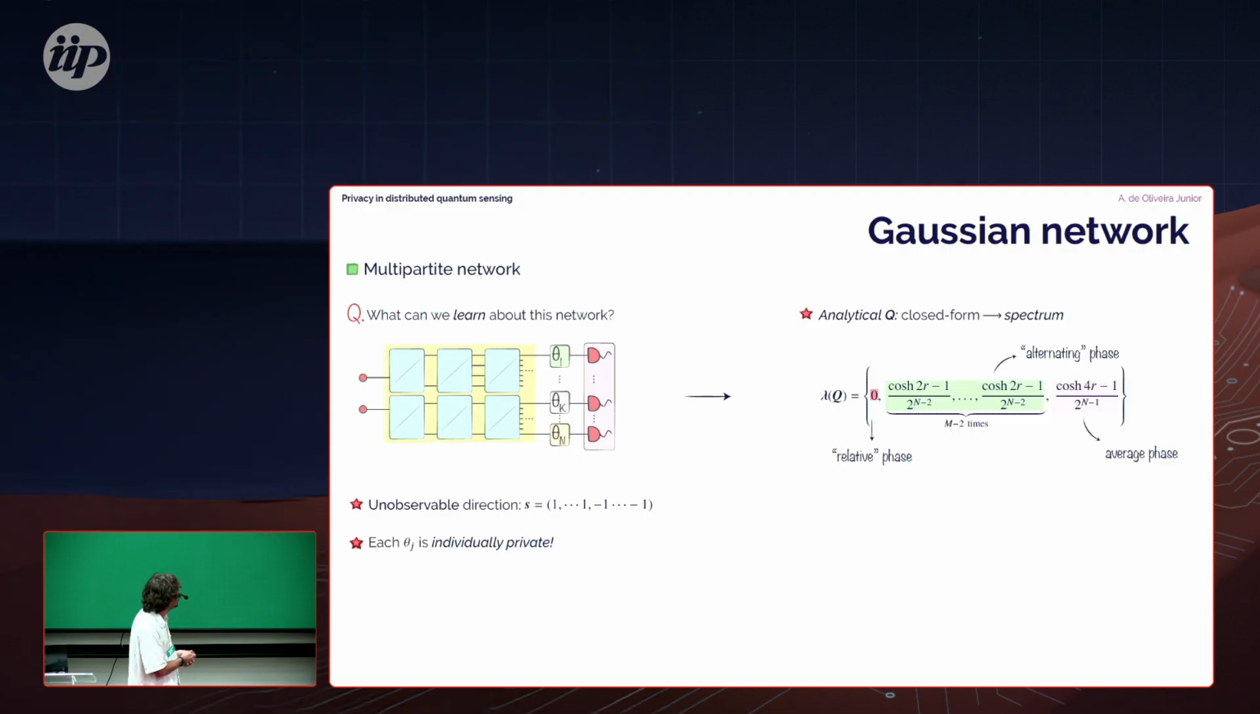And the nice thing here is that since all the components are non-zero, this means that each theta j is individually private.